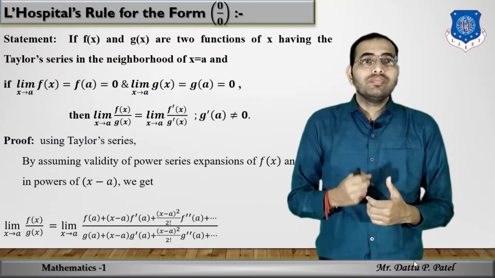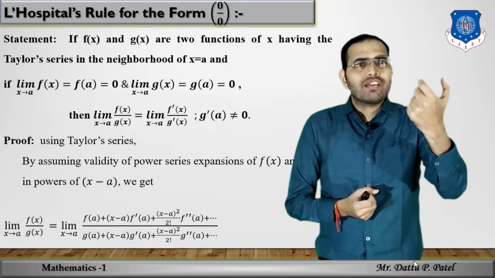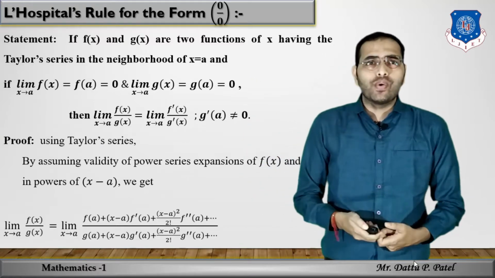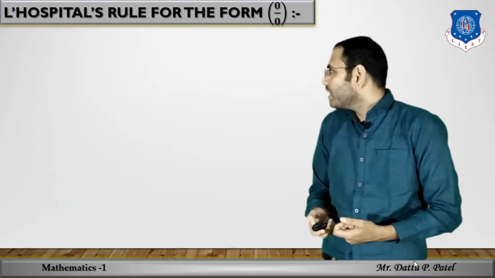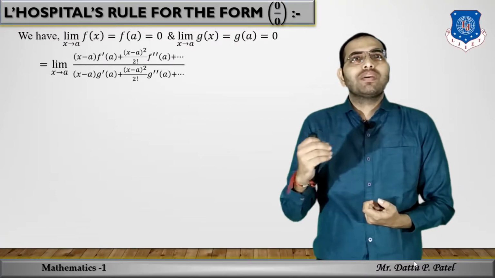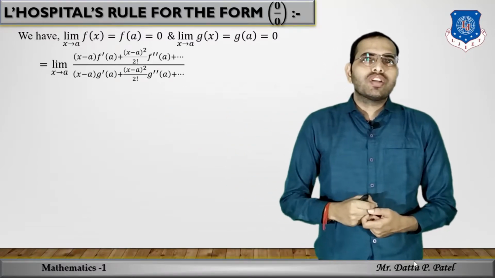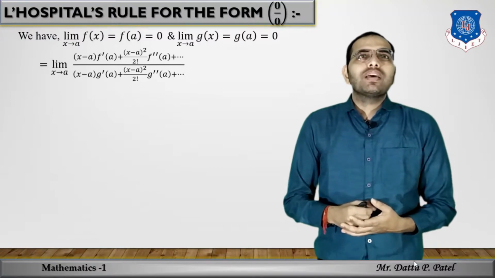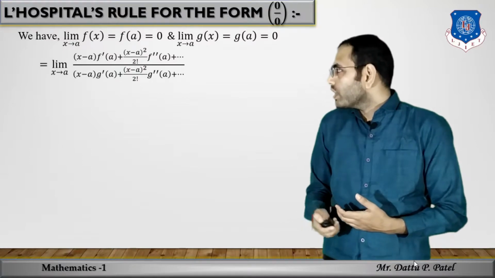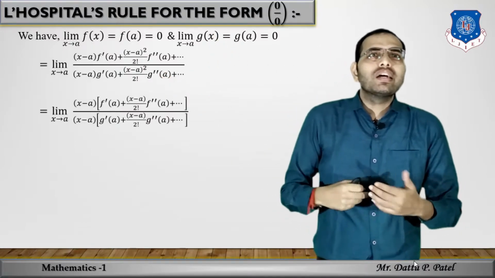Here, in the statement we gave the value of f of a equal to 0 and the value of g of a equal to 0. Now substituting those values, the remaining terms become limit x tends to a of x minus a f dash of a plus x minus a whole square by 2 factorial f double dash of a, and so on. In the denominator portion, x minus a g dash of a plus x minus a whole square by 2 factorial g double dash of a, and so on. Here in the numerator and denominator portion, x minus a is common and cancels out.